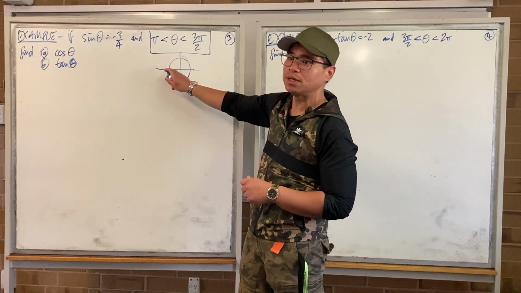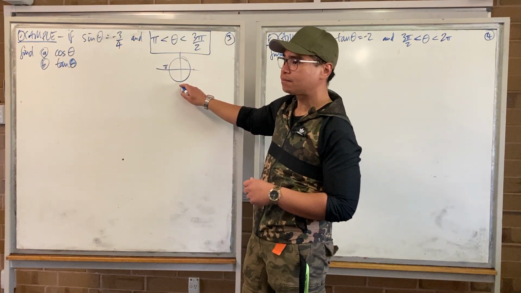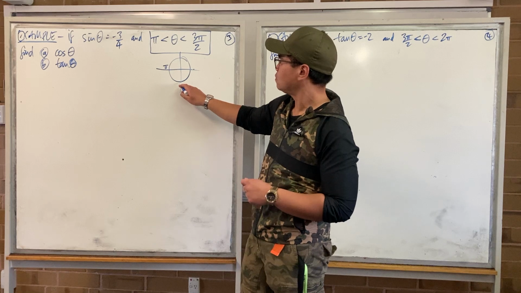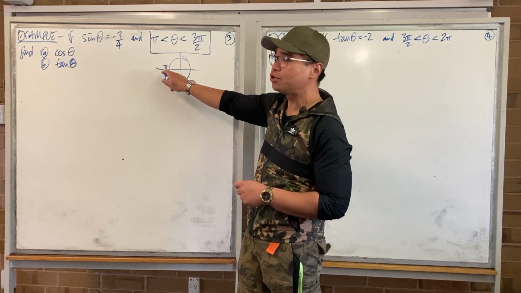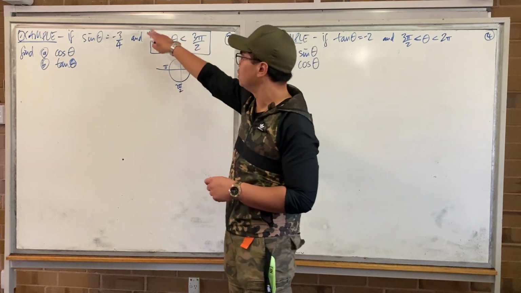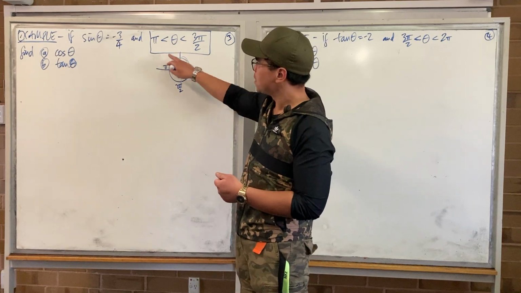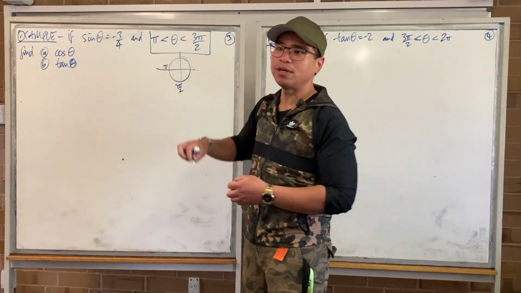What angle would this be here? Pi, and this would be? If this is 1 pi on 2, this is 2 pi on 2, this one would be 3 pi on 2. This isn't part of the working out. What that's saying is the angle is between pi and 3 pi on 2.